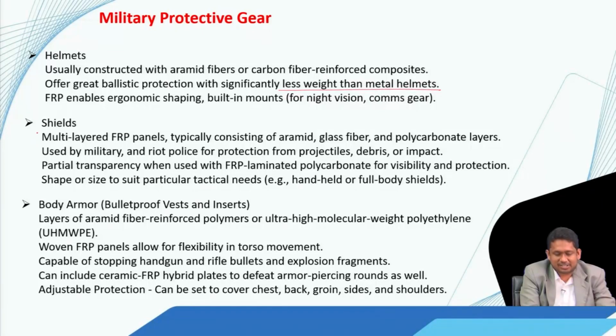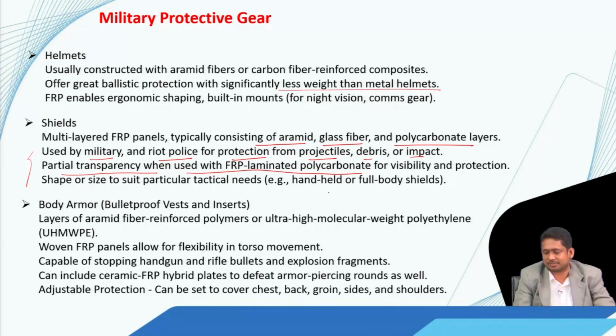And then there are shields that are made of composites. It typically consists of aramid, glass fiber, and polycarbonate. These are used by military and riot police for protection from projectiles, debris, and impact. And it also gives partial transparency when used with FRP laminated polycarbonate for visibility and protection.